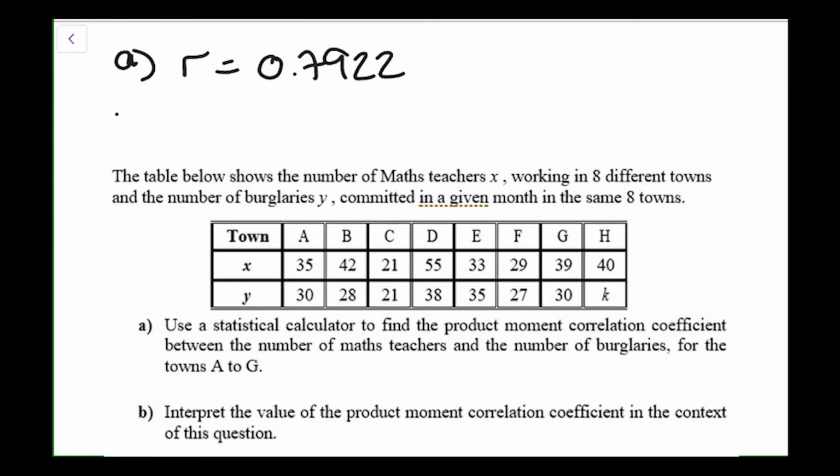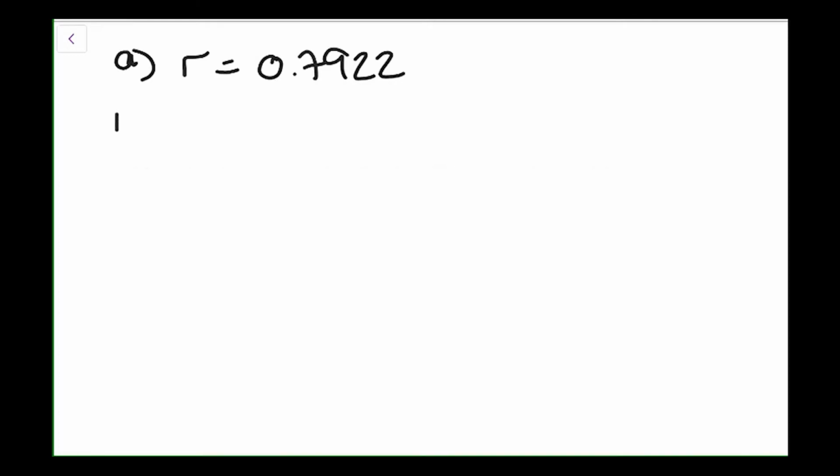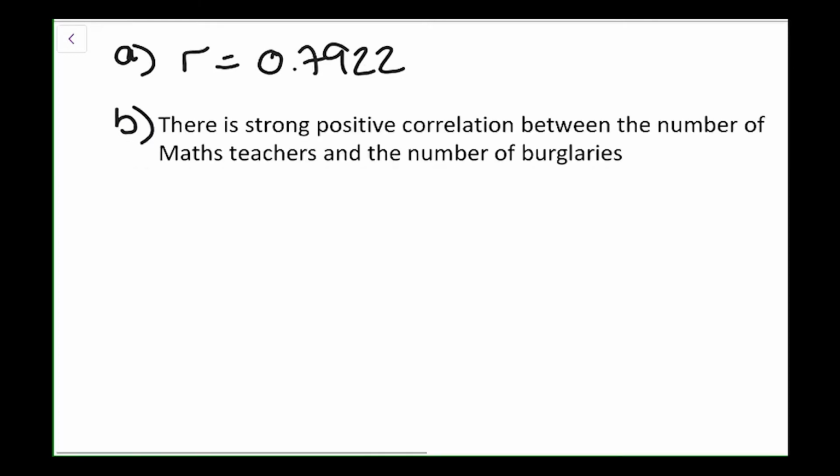Okay, so in part B, we're actually asked to interpret the value of the product moment correlation coefficient in the context of the question. So we have strong correlation. In the context of the question, we can say there is strong positive correlation between the number of maths teachers and the number of burglaries.